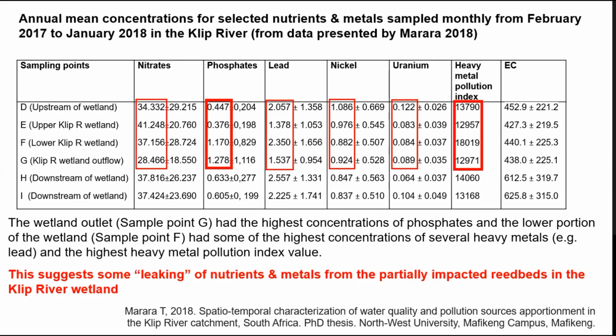And without getting into too much of the detail of the table, but just to highlight that the wetland outlet had the highest concentrations of phosphates. And in addition, the lower portion of the wetland had some of the highest concentrations of heavy metals. So this tends to suggest that there is some leaking of nutrients and metals from this partially impacted reed beds.